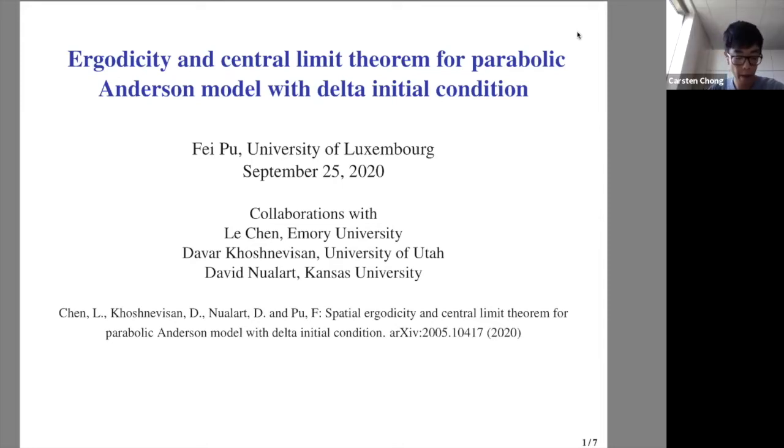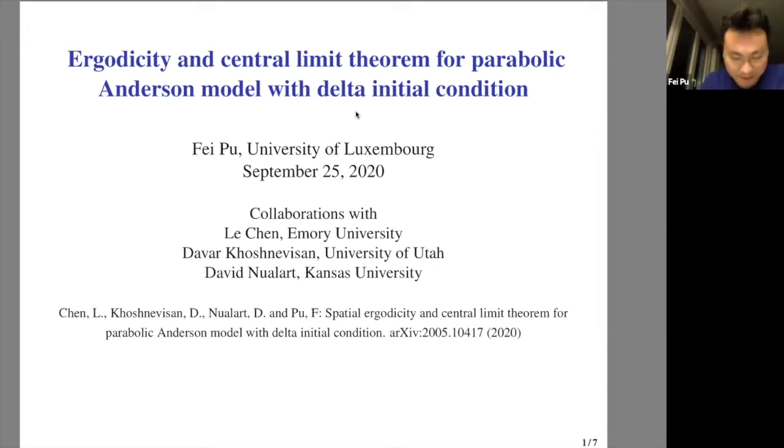Okay, welcome everybody back. So let's proceed to our second speaker today. Our second speaker today is Fei Pu from the University of Luxembourg. Fei got his PhD in 2018 at EPFL under the supervision of Robert Dalang. He then moved to the University of Utah as a postdoc before he further moved to the University of Luxembourg to do a second postdoc this year. So we're very happy to have you here, Fei, and look forward to your talk, Ergodicity and central limit theorem for the parabolic Anderson model with delta initial condition.